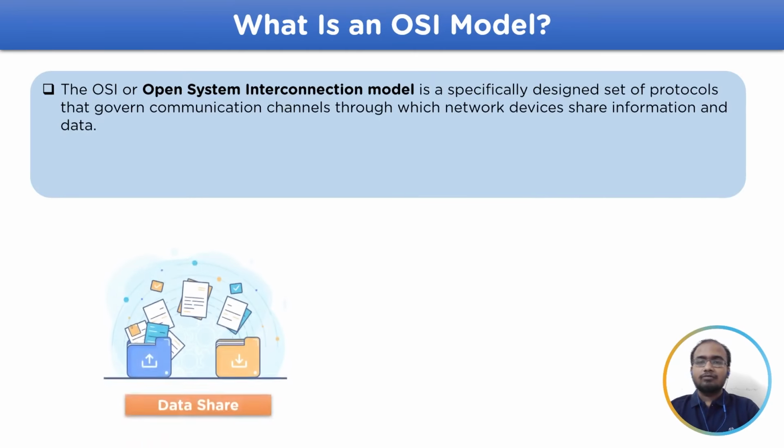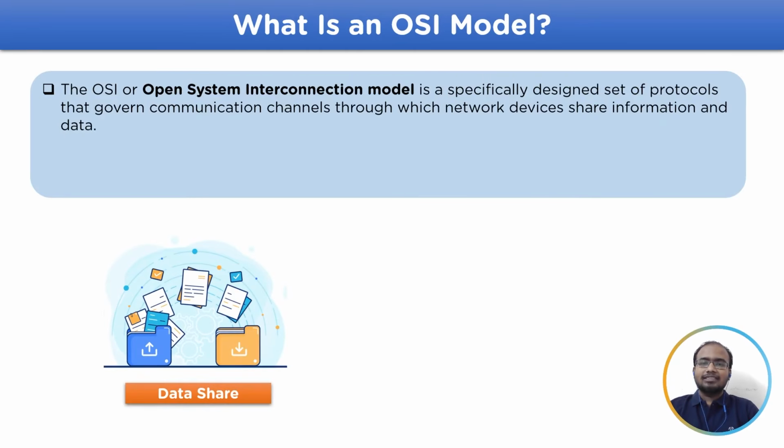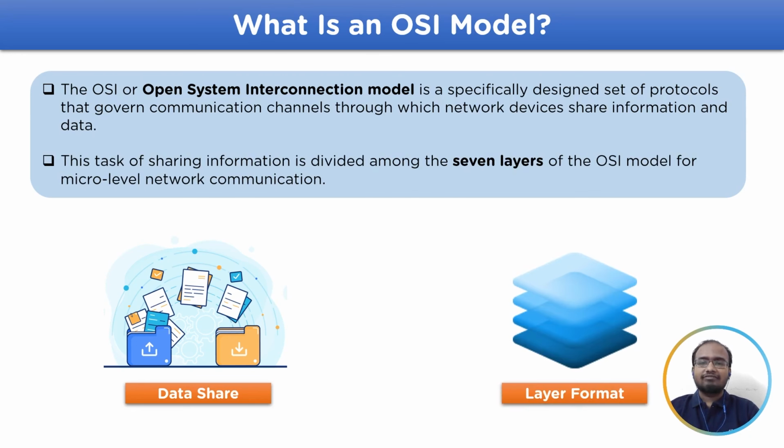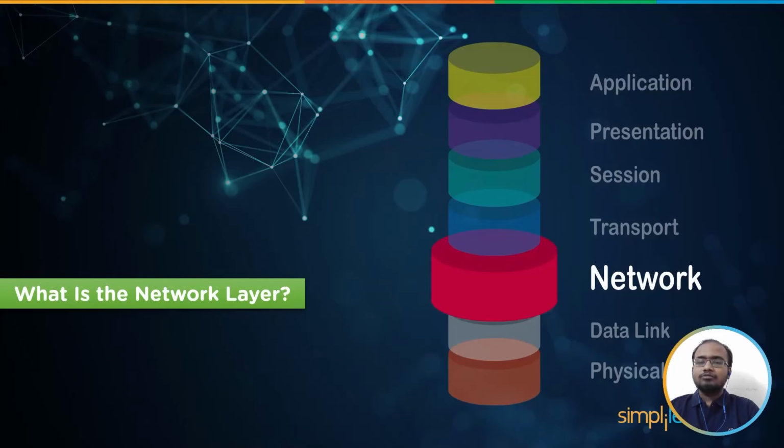Now, the OSI model stands for Open System Interconnection model, a specifically designed set of protocols and standards governing the data's modeling and conversion for proper transmission. The OSI model is divided into 7 layers, which perform specific functions and apply protocols to maintain data quality without any error. Now, let's move on to the core topic for this session.